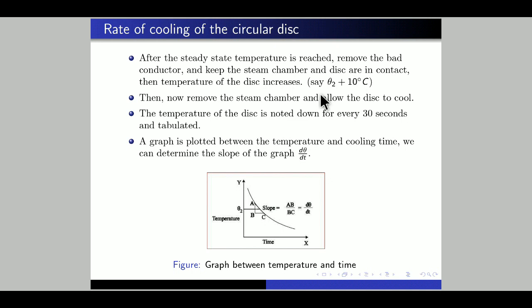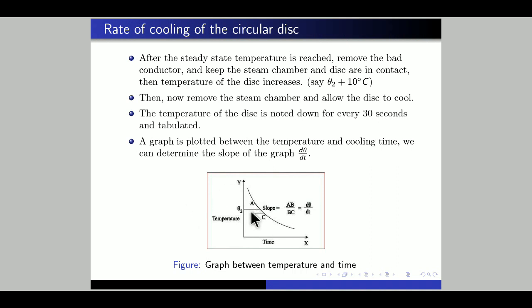Now you allow them to cool. Now the disk is only cooling. You record the temperature of the Lees disk every 30 seconds and tabulate the readings. Now you draw a graph between the temperature of the Lees disk and the time taken to cool. If you plot the values in the graph, you will get a curve like this, you can follow.